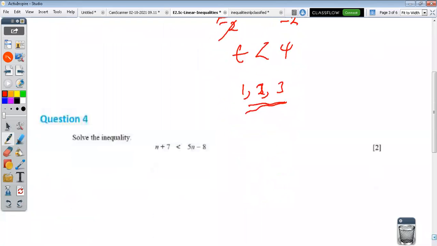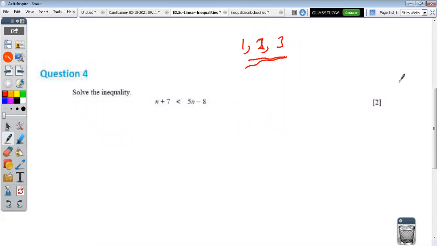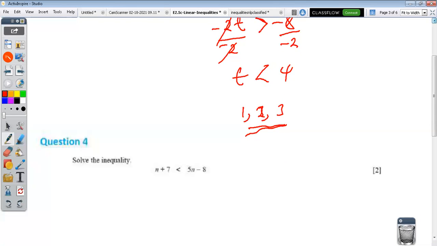Making sense? I can't read you properly. Someone's volume there, can you reduce your volume?